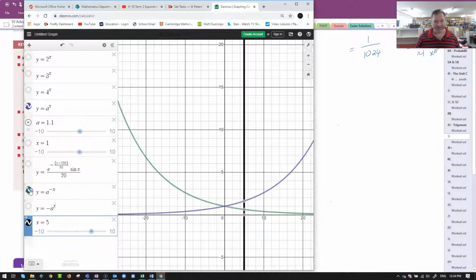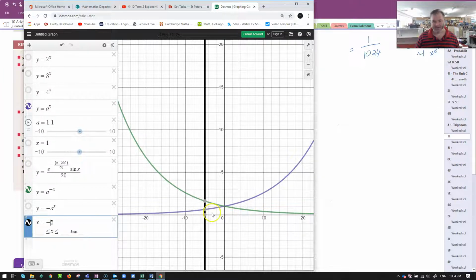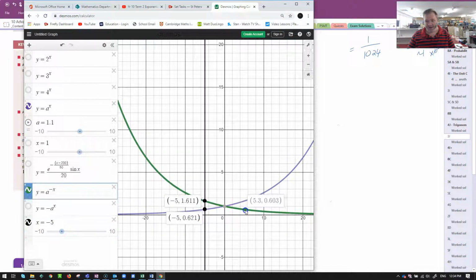Let's have a look and see if that does indeed give us a reflection. And now if I put in x equals negative 5, we're going to see that that height stayed the same. So that point that was over here at 5 and 1.611 is now at negative 5, 1.611. So every x is now corresponding to the negative in its place. The point that used to be at negative 5, 0.621, that's going to be over here now at 5 and 0.621 if I could. Oh, there you go, close enough.